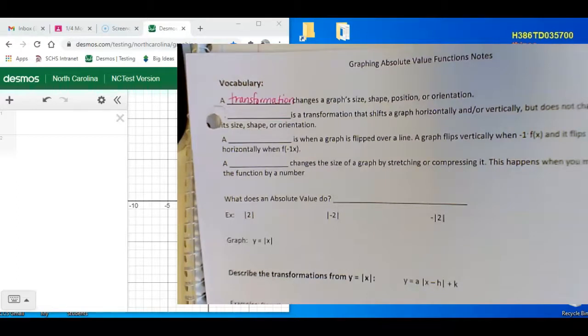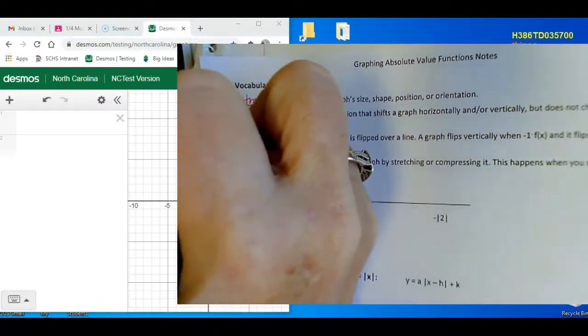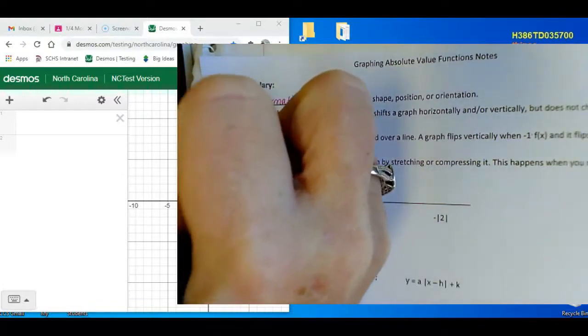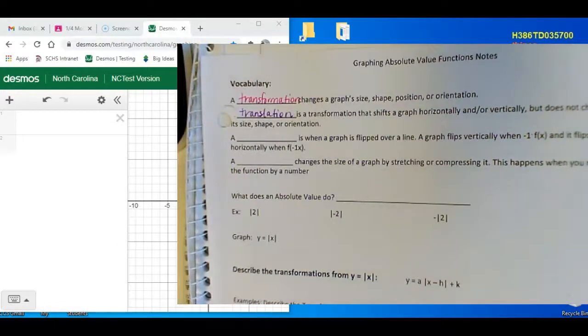The first one says a transformation that shifts the graph horizontally or vertically but does not change the size, shape, or orientation. So if you have a graph and you go up or down with it, or right or left, that's called a translation. Because you're just moving it over. You're not really changing anything about it because you're just moving it.